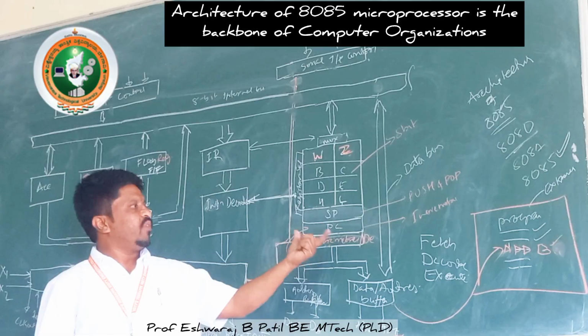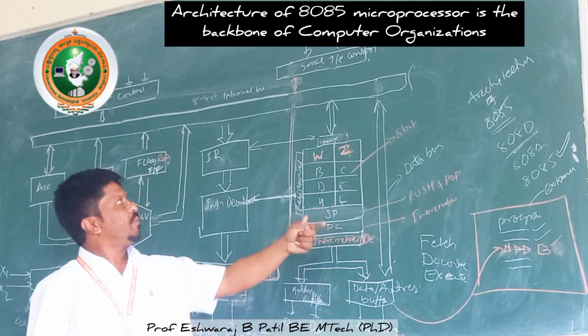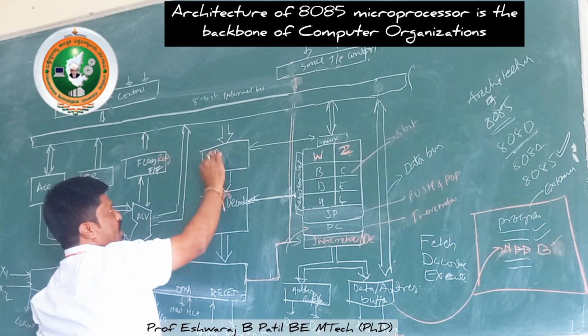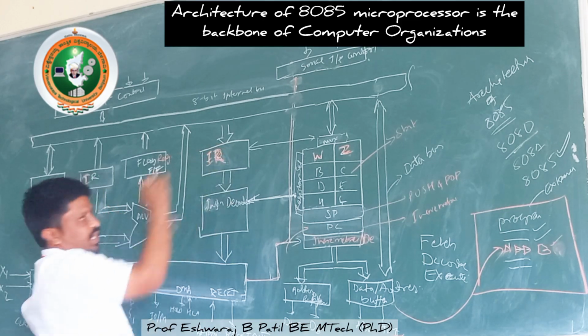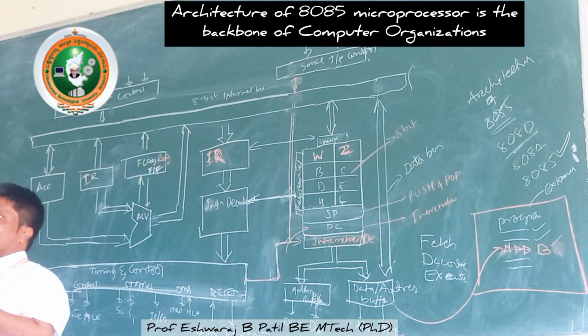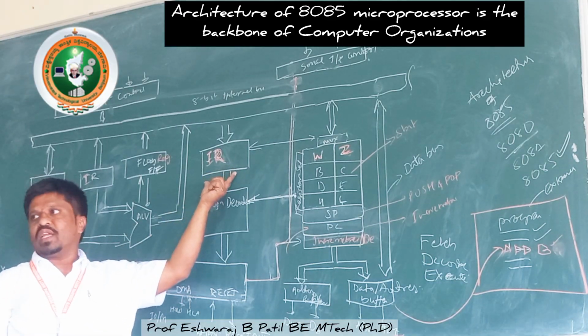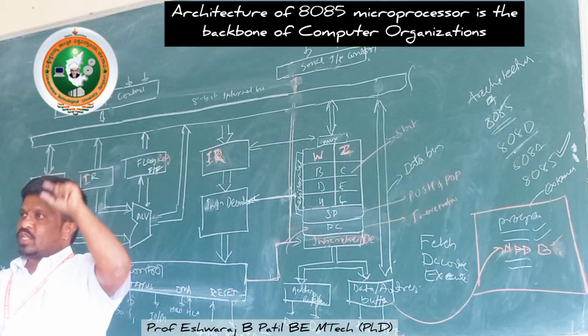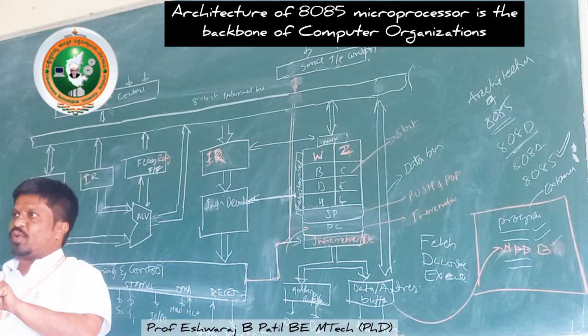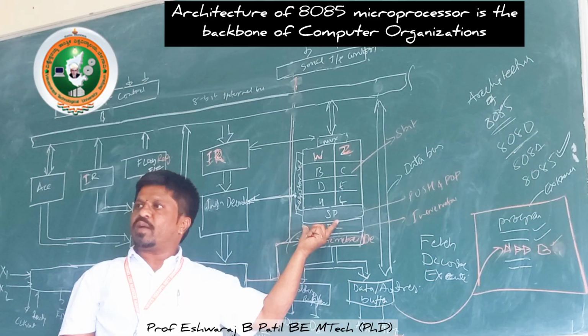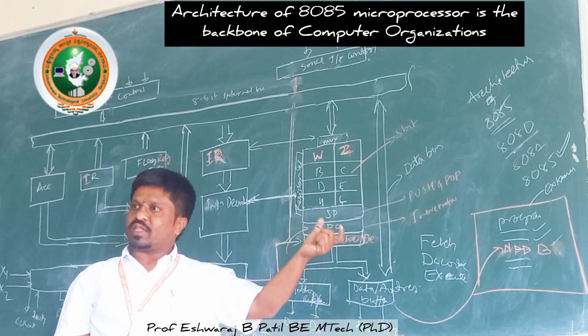Now it is identified, and it will be sent to the instruction register. The instruction register is one of the components. This is the register which will hold the instruction which is going to be executed, currently being executed. The program counter will be holding the address of the particular instruction which is going to be fetched.